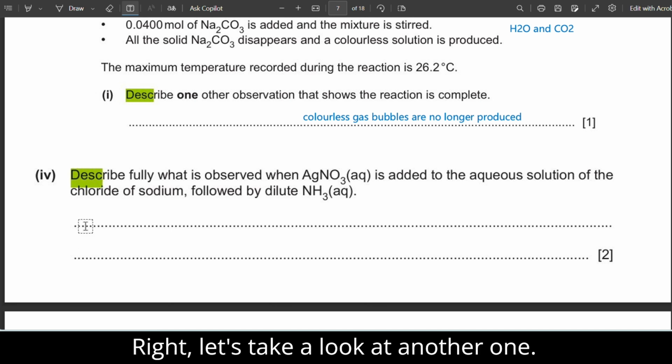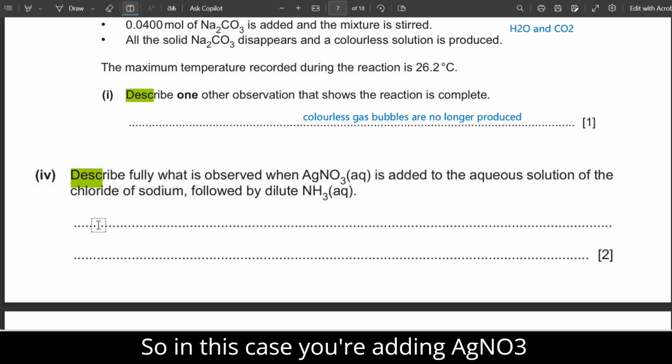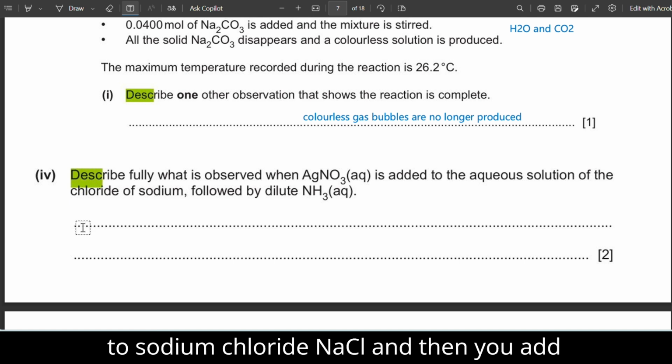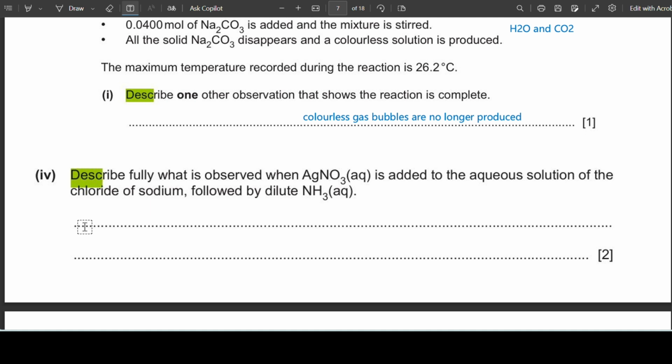Right, let's take a look at another one. In this case, you're adding AgNO3 to sodium chloride, NaCl, and then you add dilute NH3.